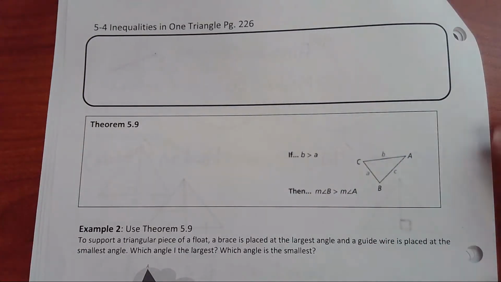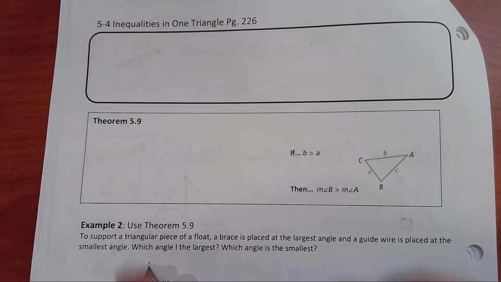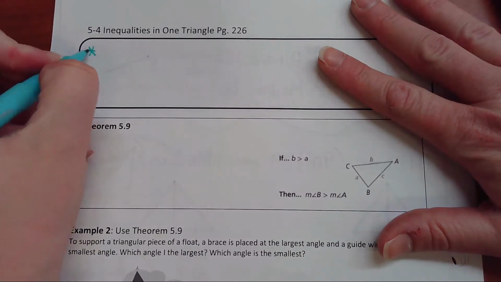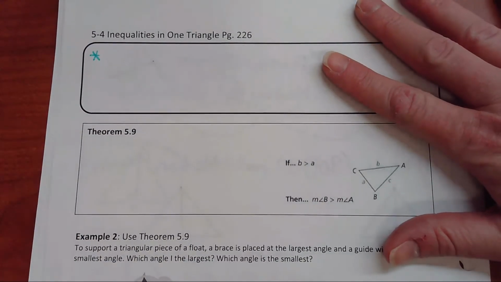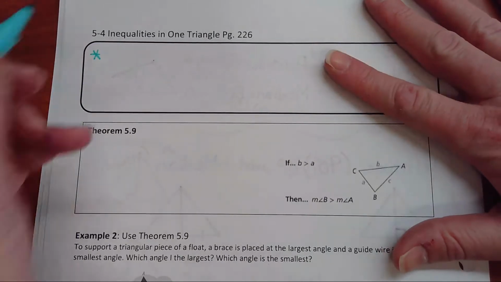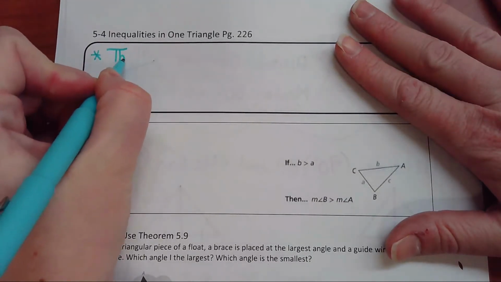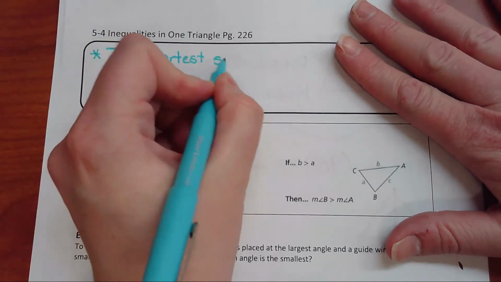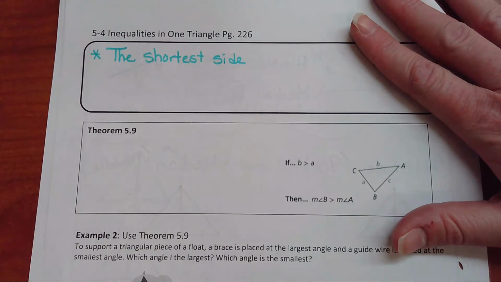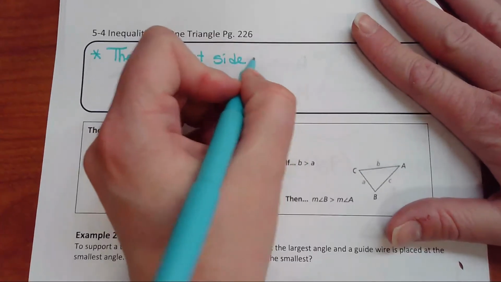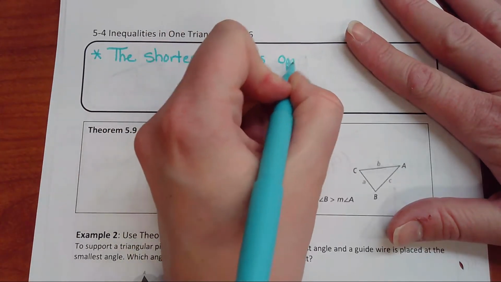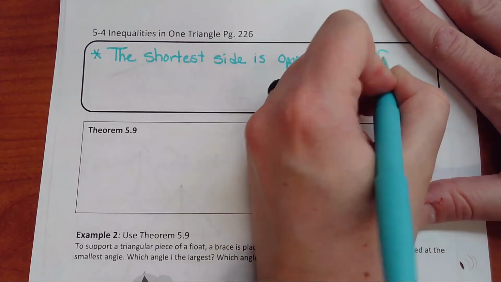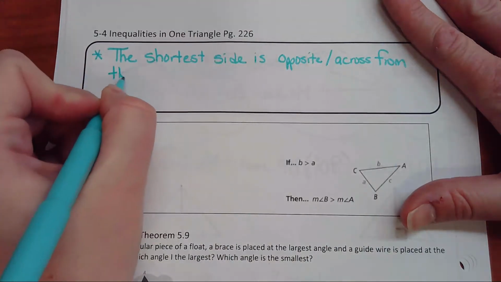Without me really going over this too much, just to help us out, I'm going to shortcut this and put all of the notes up in one spot. So the main thing to keep in mind today is that the shortest side in a triangle, these are all still about triangles, is opposite, which opposite means across from, the smallest angle.